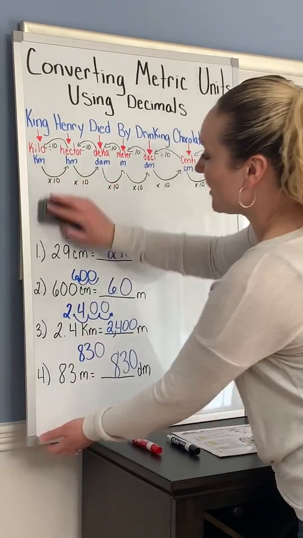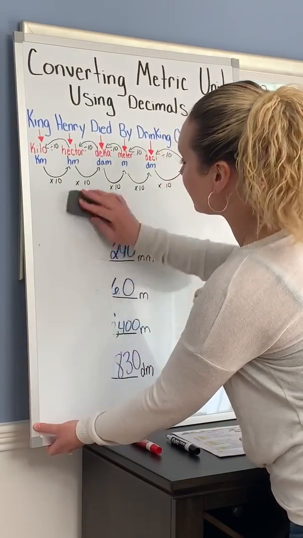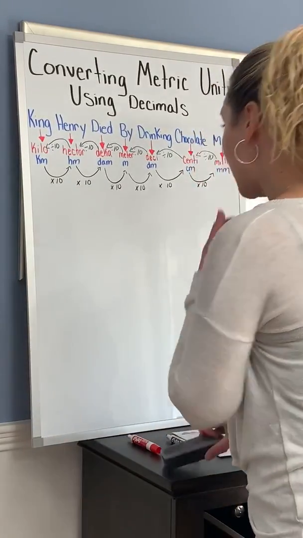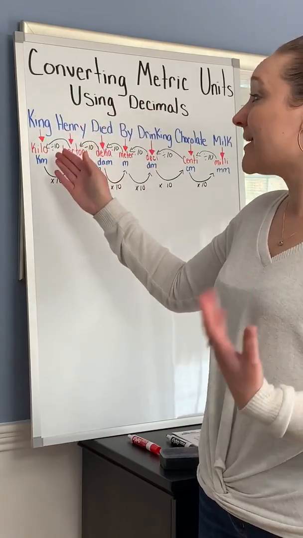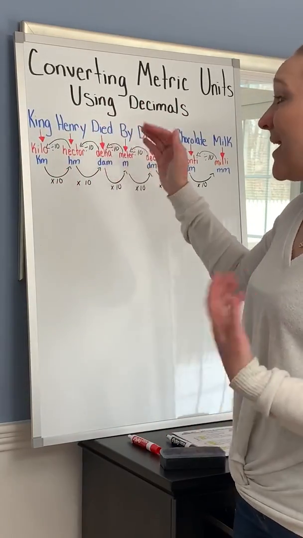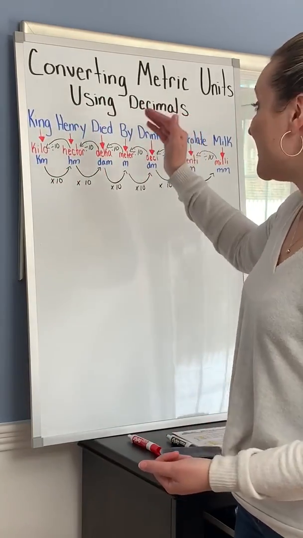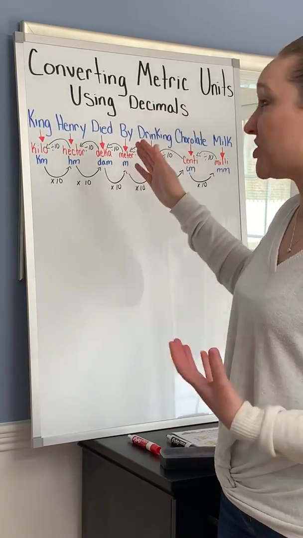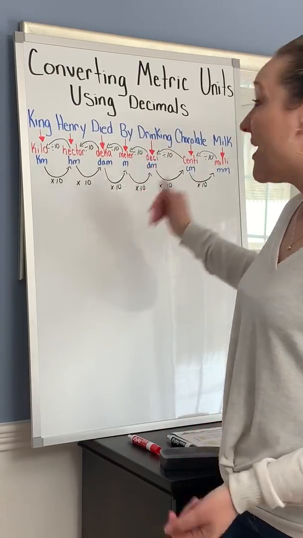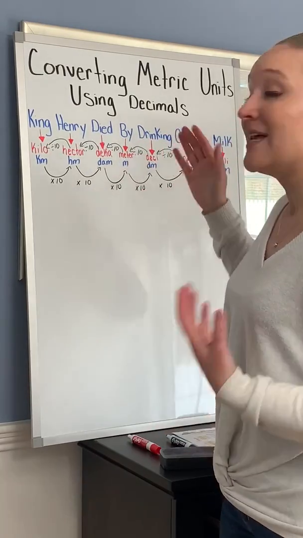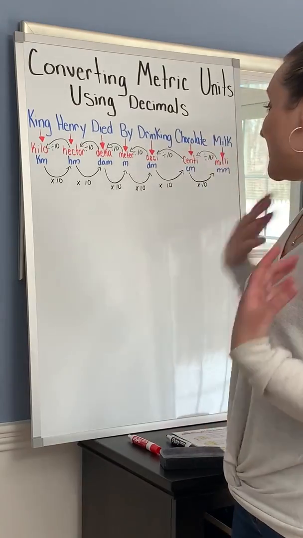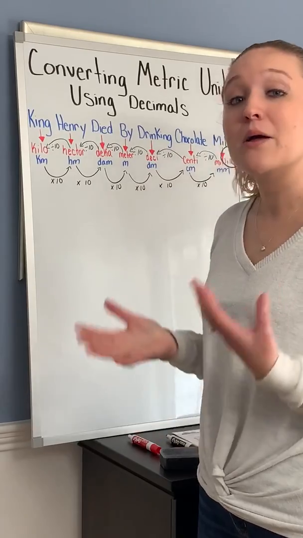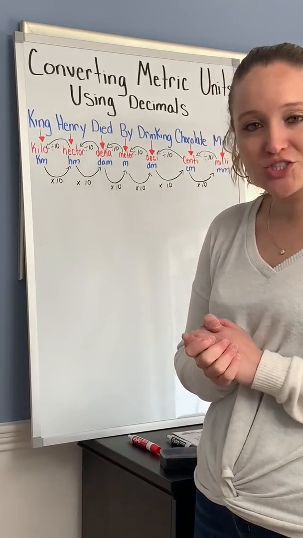Okay, so again, as long as you can remember this silly phrase, King Henry died by drinking chocolate milk, you can remember that King is kilometer, km, Henry, hectometer, hm, died, decameter, dam, by is our base, which is our meter, and it stands for m. You have drinking, decimeter, dm, chocolate, centimeter, cm, and finally, milk, millimeter, mm. Okay, let's try a few more.